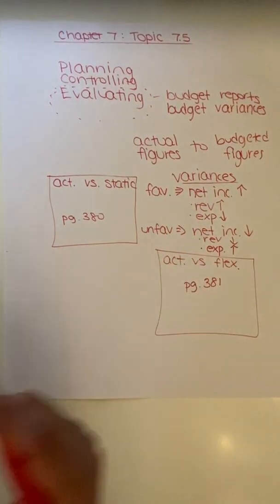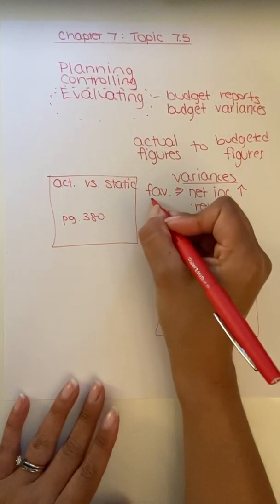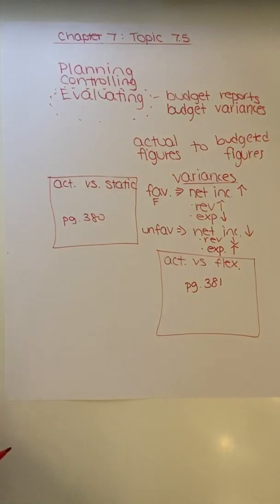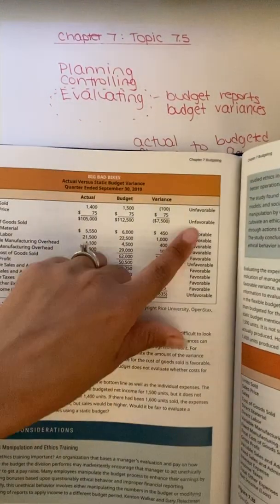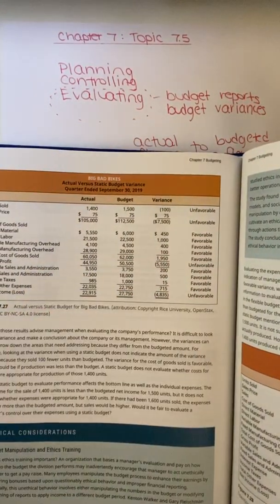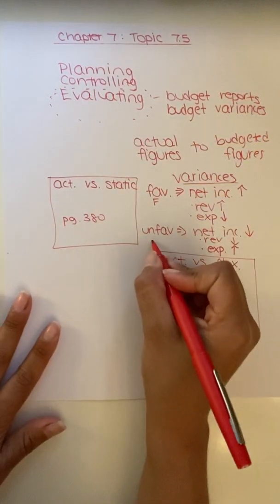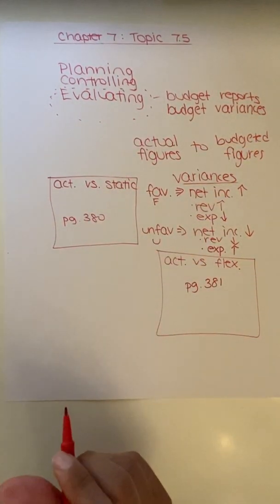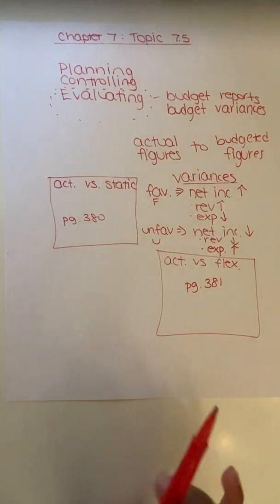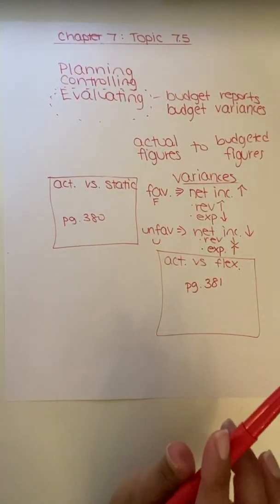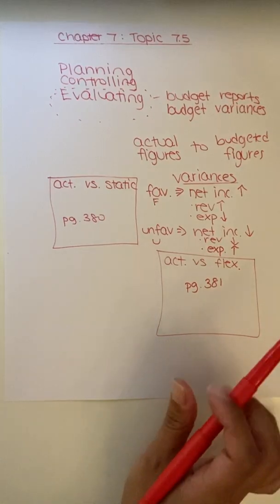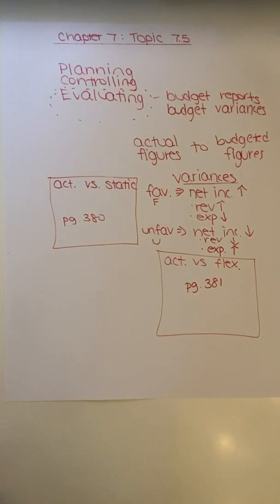When you're doing these budget reports, you are free to abbreviate favorable as just F, so you don't have to write out the entire word every single time. That's going to cause your wrist some pain. And for unfavorable, you can just go ahead and place a U. It's the only time you can say FU in this class. Only time it's acceptable is when we're talking about budget variances.